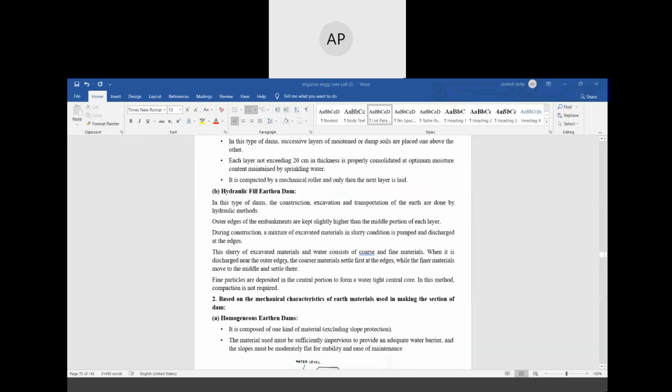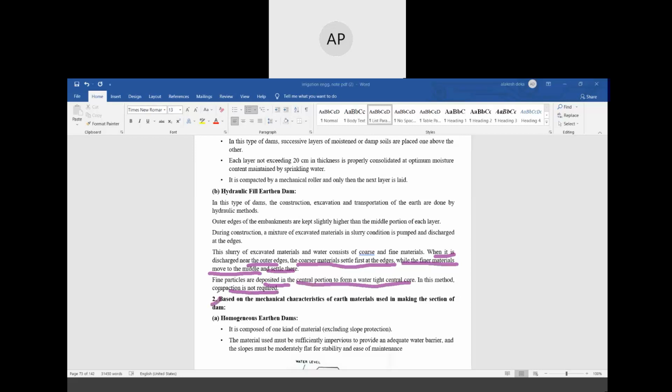This slurry, excavated material and water, consists of coarse and fine material. When it is discharged near the outer edge, the coarser material settles first at the edges, while the finer material moves to the middle and settles there. Fine particles are deposited in the central portion to form a watertight central core. In this method, compaction is not required.